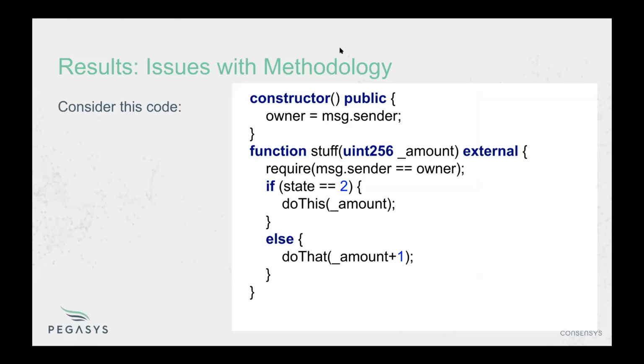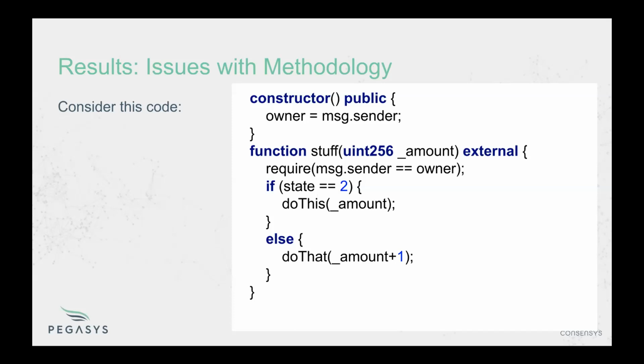Another thing to consider with the methodologies, in particular the function selector methodology, is imagine this code here, where you set up the owner of the contract, and then you call stuff, and you require that the message sender equals owner, and you're going to revert if that doesn't happen. Then below there, you can see you've got some state, and if the state variable equals 2, then you do this, otherwise you do that. So you've got two completely different execution paths. In the function selector approach, you're going to say, well, from the function stuff, you can access all that code.